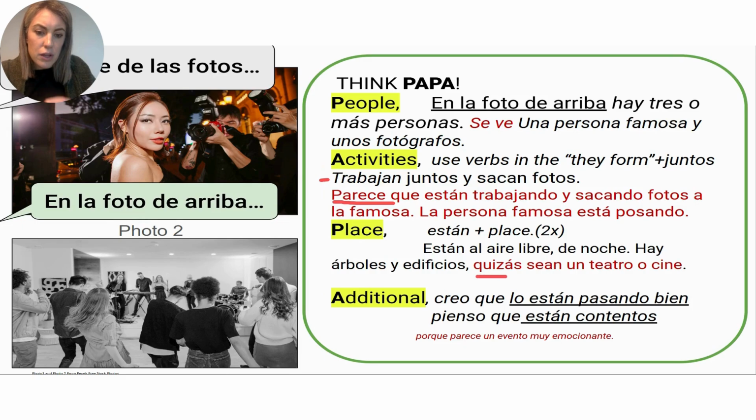And then something we are thinking, quizás, maybe they are a theater or a cinema. Okay, we don't know, but it looks like that. Quizás sean un teatro o un cine. So I'm not sure, but I think it is. I'm going to say it.